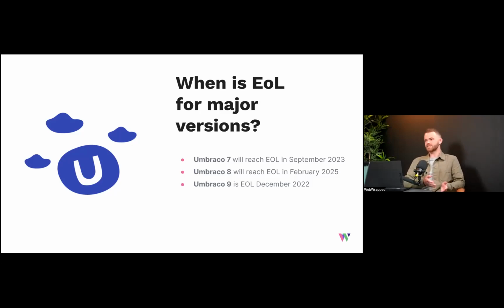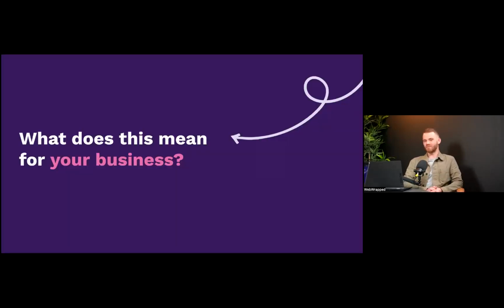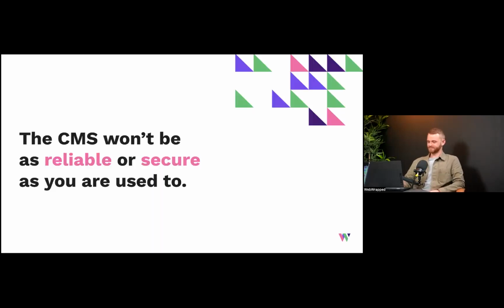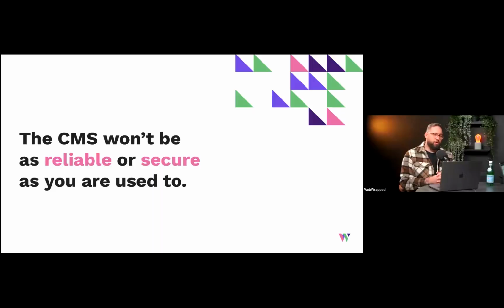So we've got some slides further on in the presentation that go a bit more in depth as to the new way Umbraco is releasing versions. It's a bit of an anomaly on that slide there. I mentioned this before, ultimately it means that running an out-of-date version of Umbraco means that your CMS won't be as reliable and secure as you're used to.